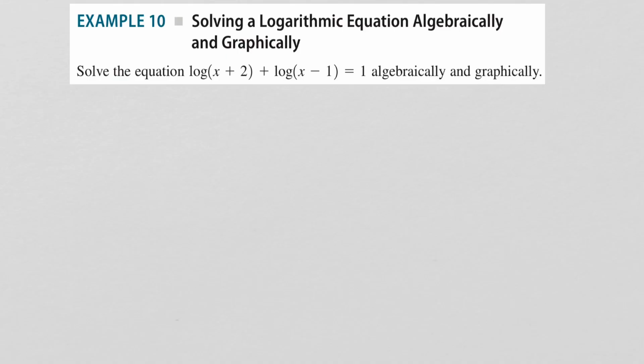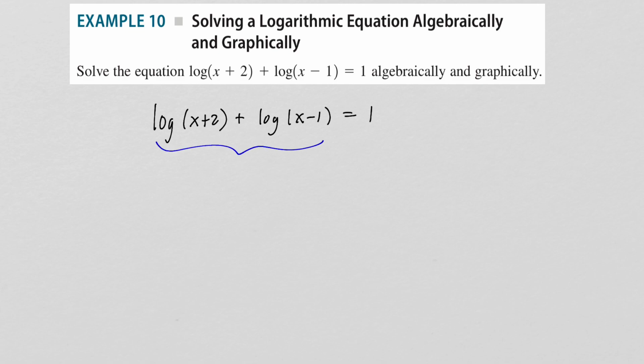In the next example, this is very similar to the first one, except that notice there is no log on the right-hand side. So we've got log of x plus 2 plus log of x minus 1 is equal to 1. First thing I'm going to do is combine these logarithms. I can do this by using multiplication, so log of x plus 2 times x minus 1 equals 1.